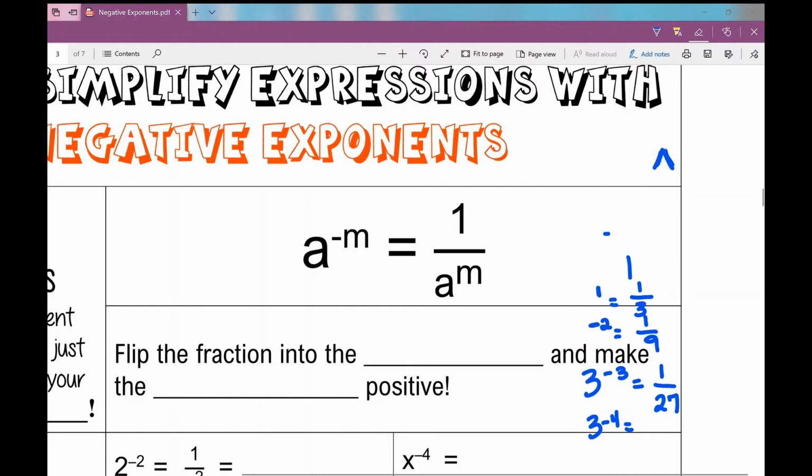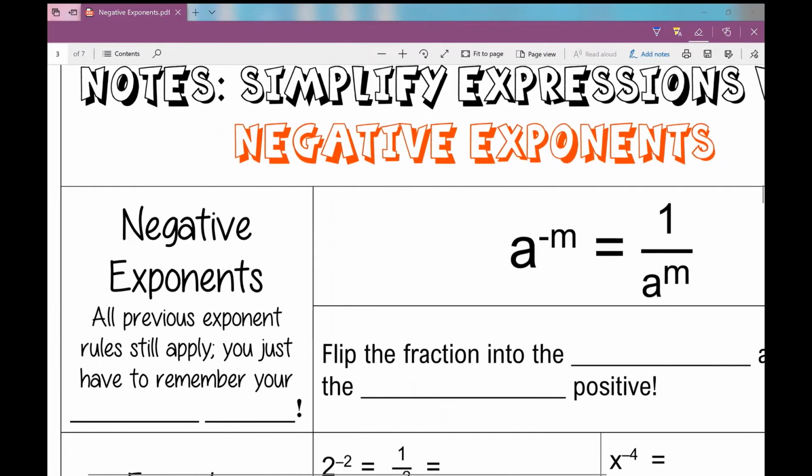So now you know what it means when I have a negative exponent. So we're actually going to be simplifying expressions with negative exponents. All of your exponent rules that you've already learned still apply. But today, because we're dealing with negative numbers, you have to remember your integer rules. What are my integer rules when I'm multiplying, dividing, adding, and subtracting?